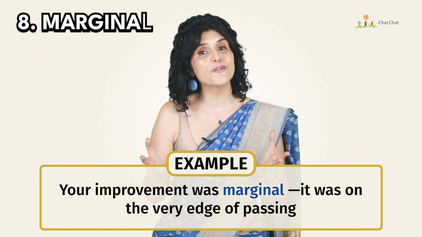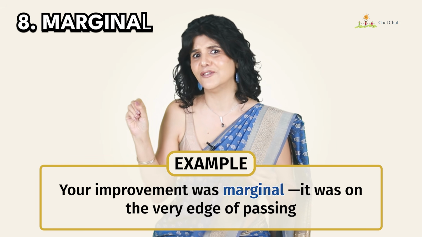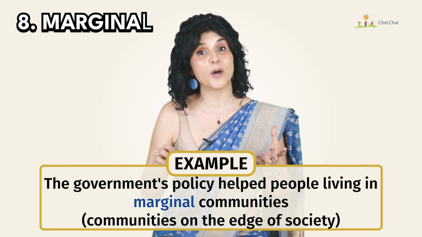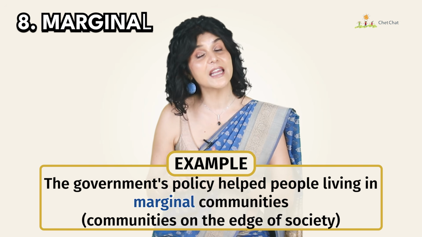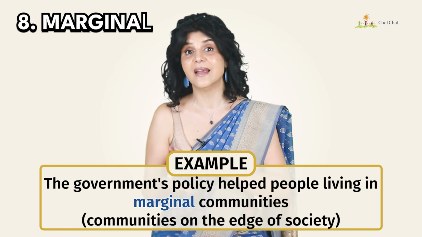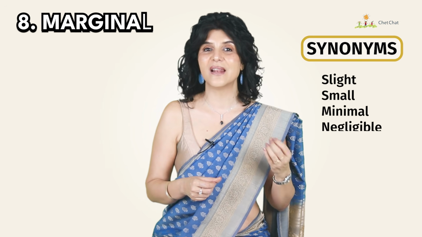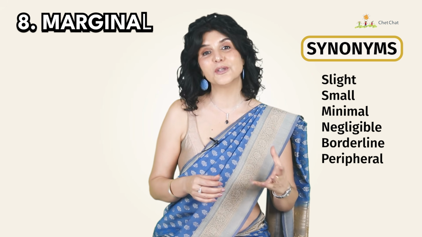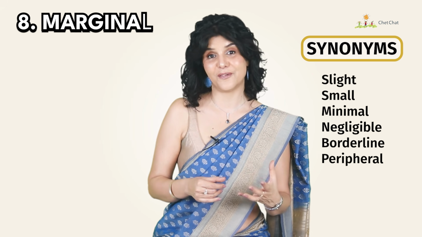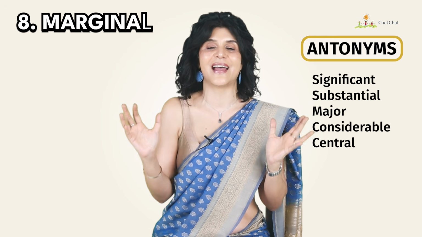Example, your improvement was marginal. It means it was just at the very edge of passing. The government's policy helps people living in marginal communities. Now we are talking about the communities that are living on the edge of society. Synonyms of marginal are slight, small, minimal, negligible, borderline and peripheral. Antonyms are significant, substantial, major, considerable and central.